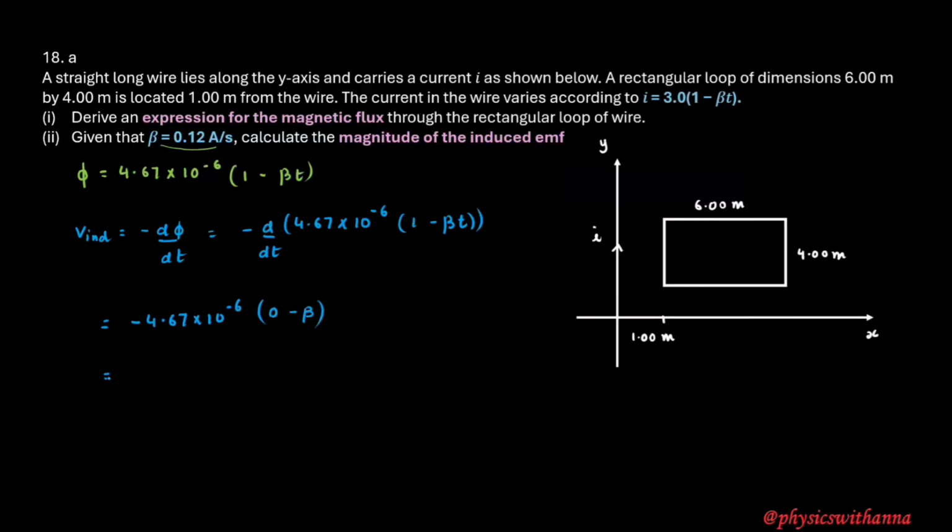Now let's substitute to calculate V induced. Negative 4.67 times 10 to the power negative 6 times minus beta, where beta is 0.12. That gives you induced EMF to be equal to 5.6 times 10 to the power negative 7 volt.